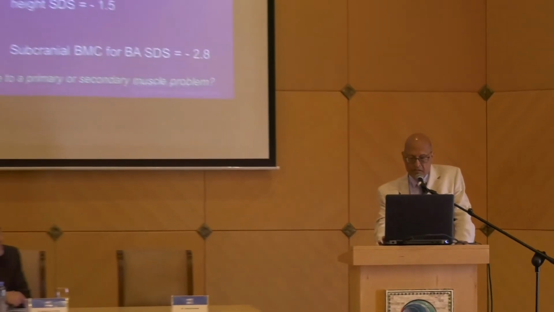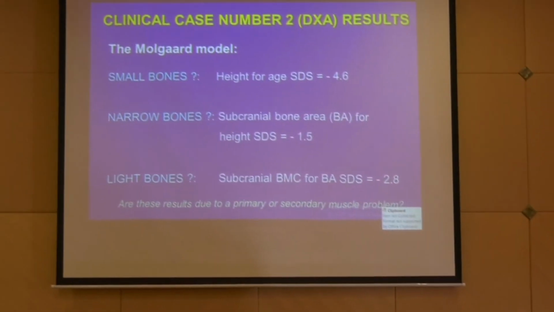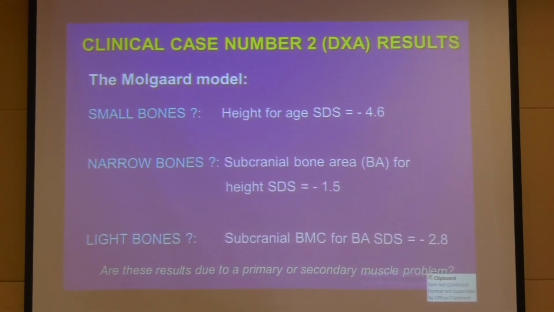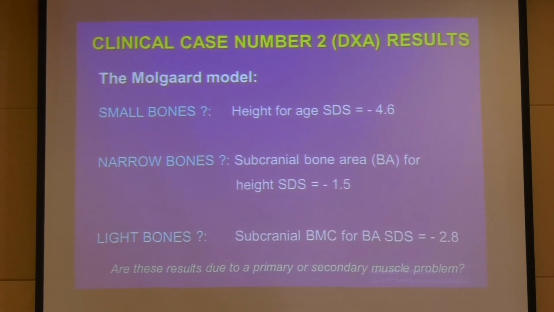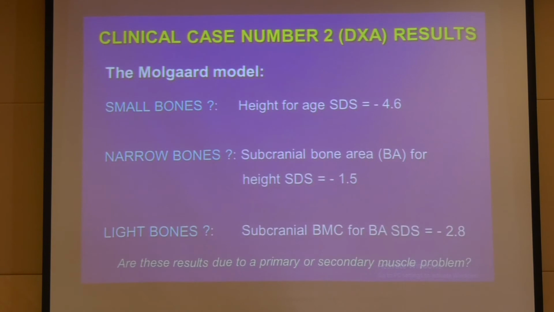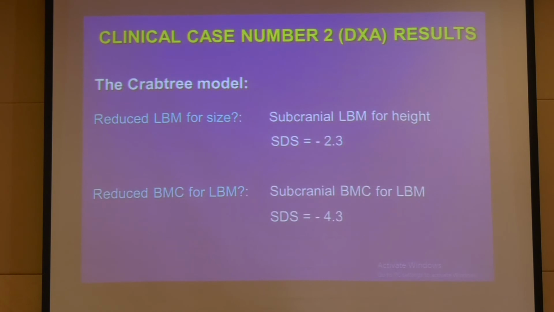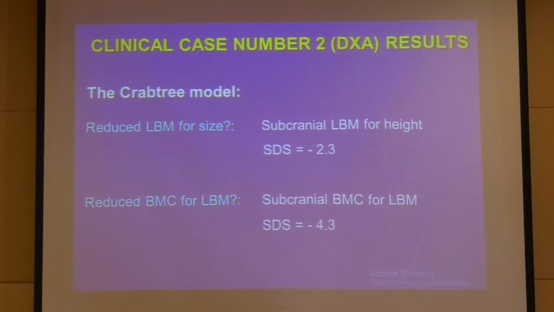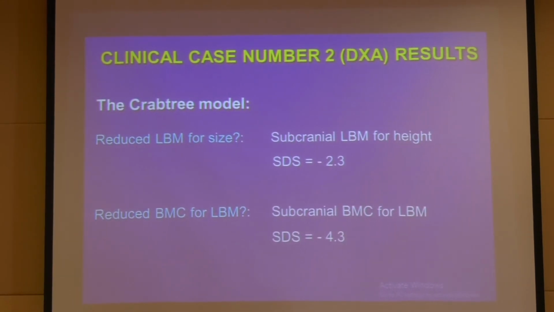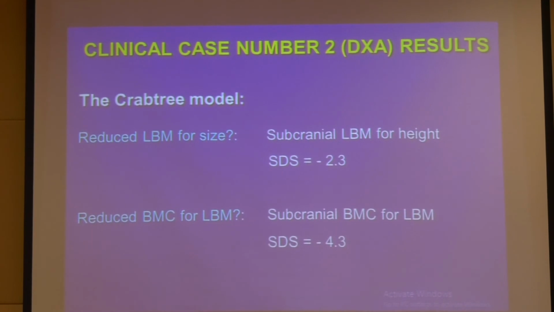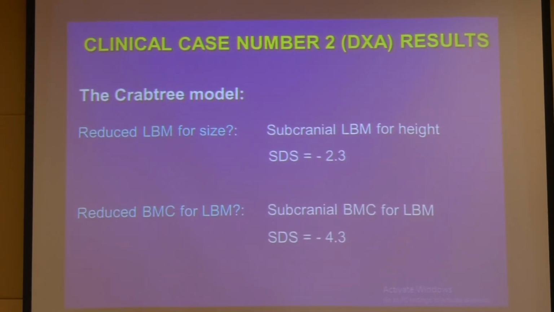So he had low subcranial total body BMC, and also low BMAD in his lumbar spine. He's very short because the steroids really almost kills the growth potential in this patient, so he's got short bones. He hasn't got narrow bones. He has got light bones because subcranial BMC for BMD was minus 2. Now, has he got reduced lean body mass for size? The answer is yes. Has he got reduced BMC for lean body mass? The answer is yes. So he's got a bit of a mixed picture here. Not the classical picture, but this is what you see in reality.